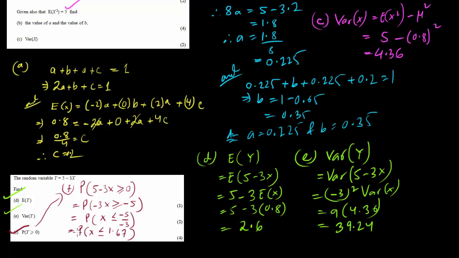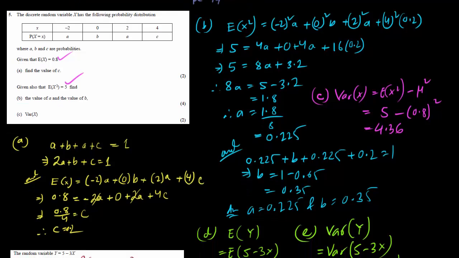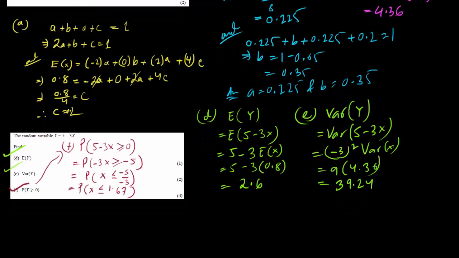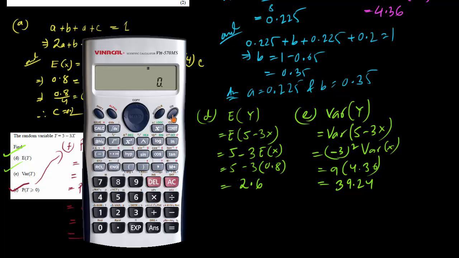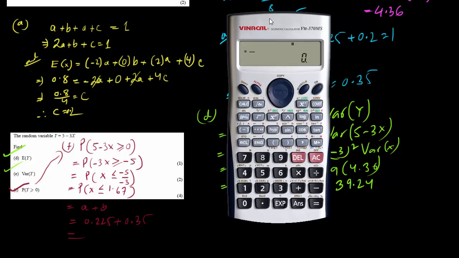Now in order to find the probability of X is less than or equal to 1.67, we have to look up the probability distribution table. So less than 1.67 is going to be 0 and minus 2, these two probabilities, which is a plus b. So if we add it up, this is equals to probability of a plus b, and we already know the probability of a is 0.225 and the probability of b is 0.35, and if we add it up, 0.225 plus 0.35, we get 0.575.